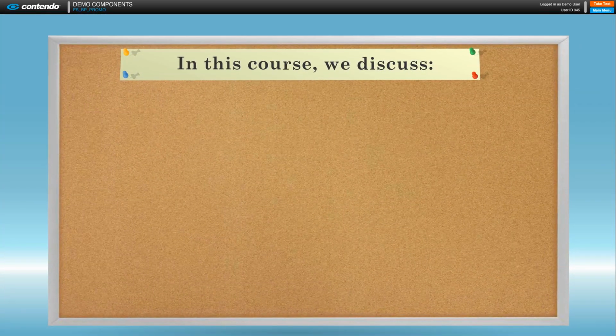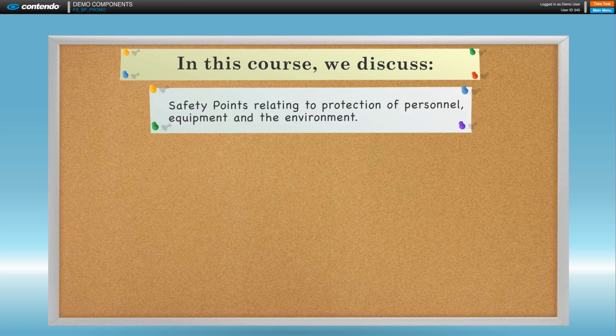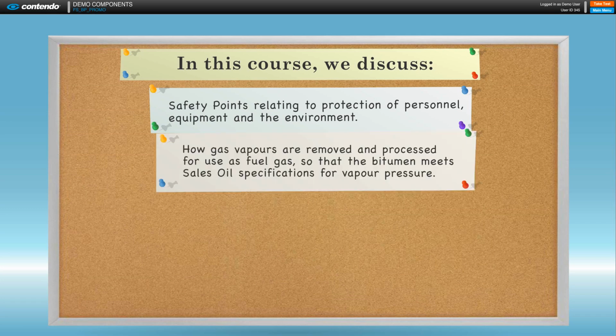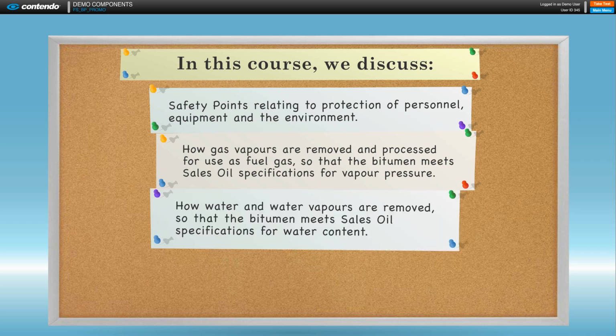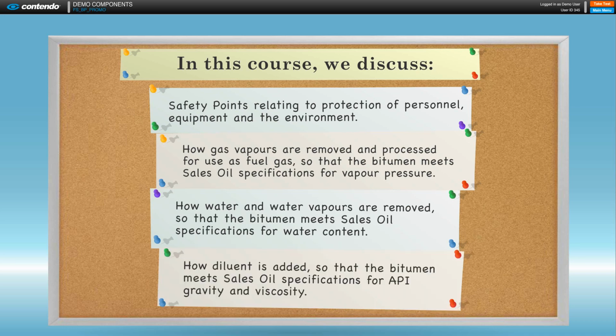In this course, we discuss safety points relating to protection of personnel, equipment, and the environment, how gas vapors are removed and processed for use as fuel gas so that the bitumen meets sales oil specifications for vapor pressure, how water and water vapors are removed so that the bitumen meets sales oil specifications for water content, and how diluent is added so that the bitumen meets sales oil specifications for API gravity and viscosity.